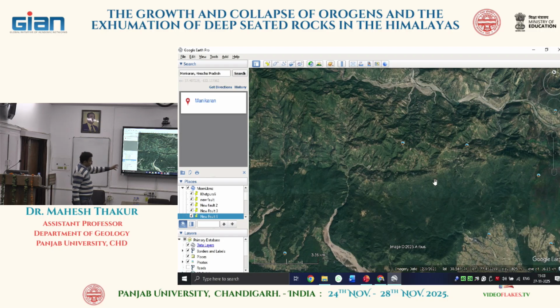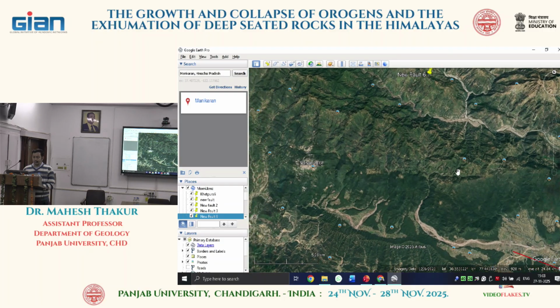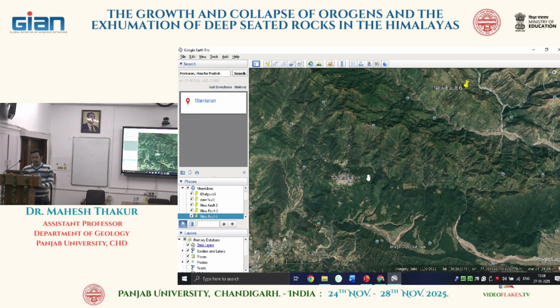And then there is tectonics also going on, active tectonics in this area. So you can see the fault is passing through Nahan, and we have the geology department of Nahan on top of the fault. You can see right here, right?